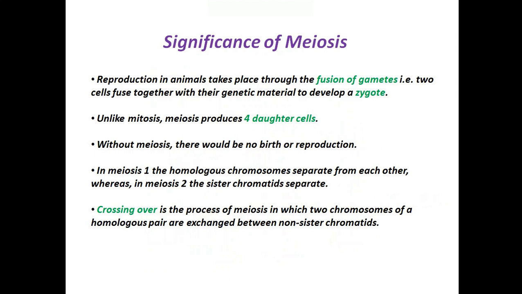meiosis. Reproduction in animals takes place through the fusion of gametes, i.e. two cells fuse together with their genetic material, to develop a zygote. Unlike mitosis, meiosis produces 4 daughter cells. Without meiosis, there would be no birth or reproduction. In meiosis 1, the homologous chromosomes separate from each other, whereas in meiosis 2, the sister chromatids separate. Crossing over is the process of meiosis, in which 2 chromosomes of a homologous pair are exchanged between non-sister chromatids.